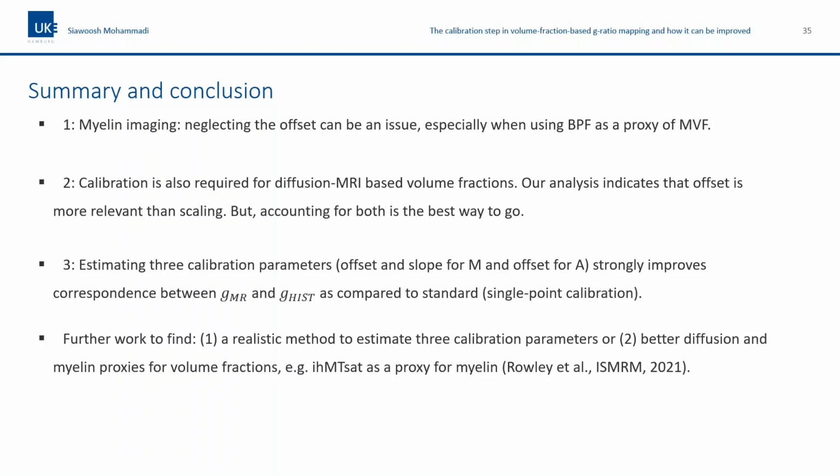Future work now needs to find a good method to estimate actually 3 calibration parameters from data available, or to find better diffusion and myelin proxies for the volume fraction approach. One has been recently suggested by Rowley et al. using the inhomogeneous transfer imaging proxy for myelin. So, with this I'm done, and we have 5 minutes for questions.